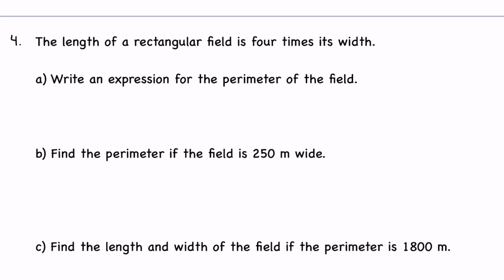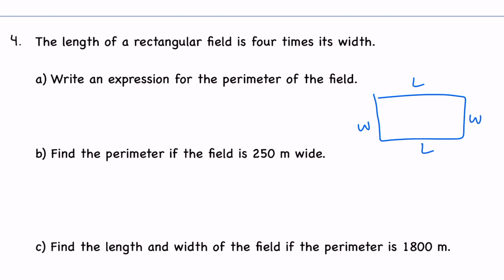And now for one final question, I thought I'd do a word problem. So the length of a rectangular field is 4 times its width. Part A asks us to write an expression for the perimeter of the field. So the perimeter of anything is the length of all the sides added together. So if we have a rectangular field, our perimeter is going to be our length plus our width plus our other length plus our other width.